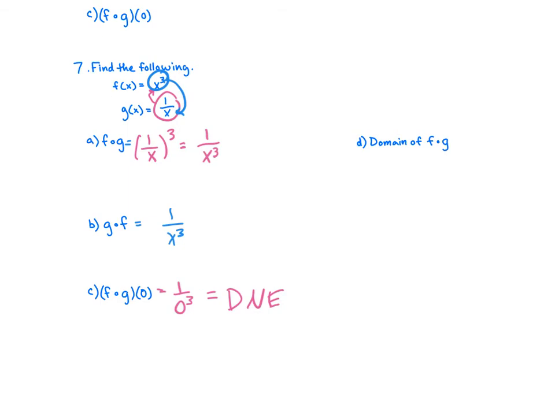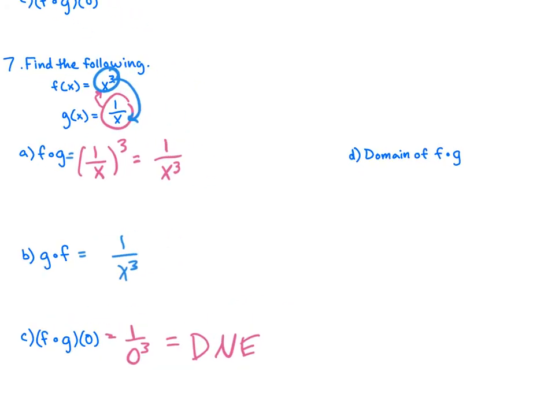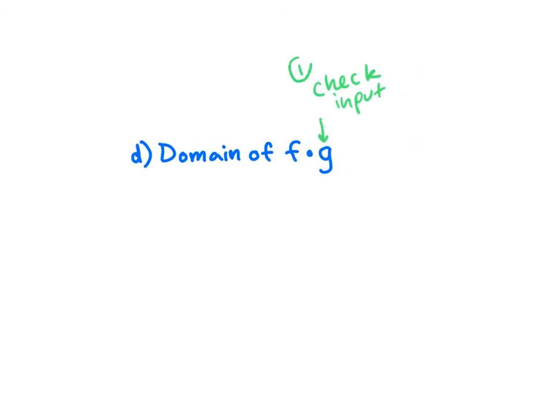Okay, next we have to define the domain of f of g. So when we find the domain of f of g, it's a little bit different than what we did for the domain of f divided by g. So for this, we have to check our input. So we check the domain of our input. That's 1. And then 2, we need to check the domain of f of g. So here we only need to check 2 things.